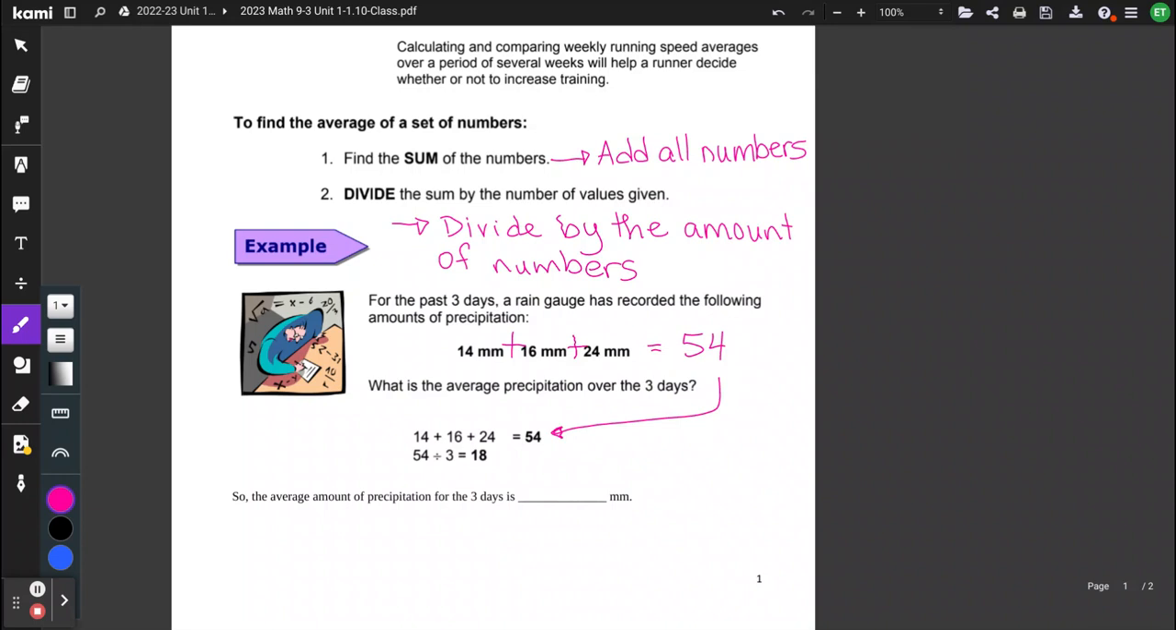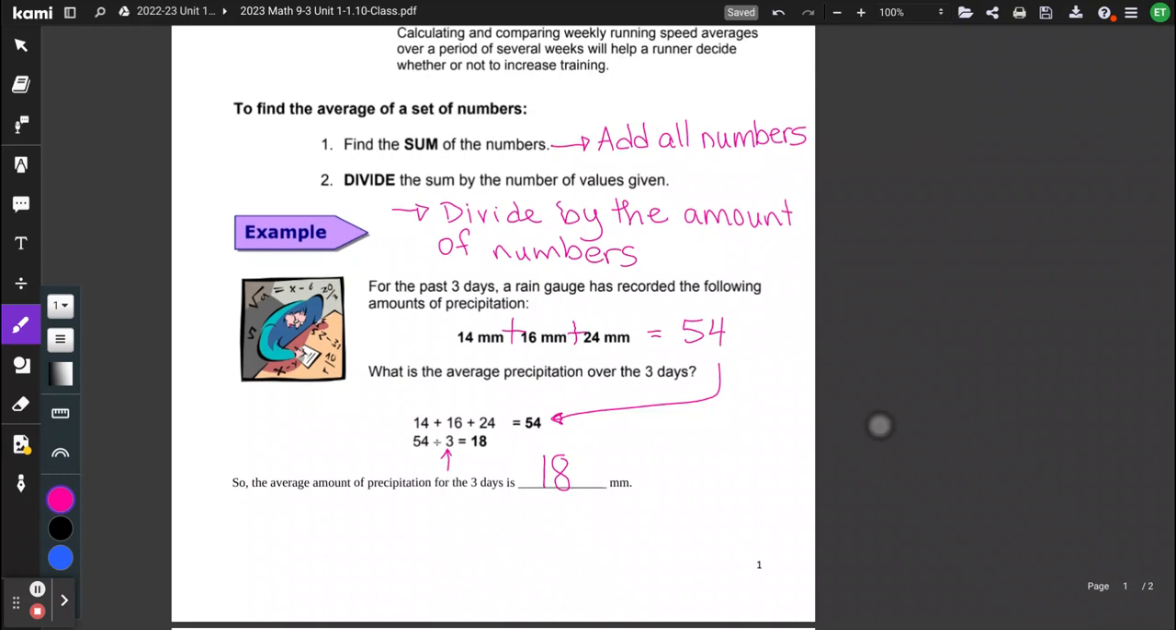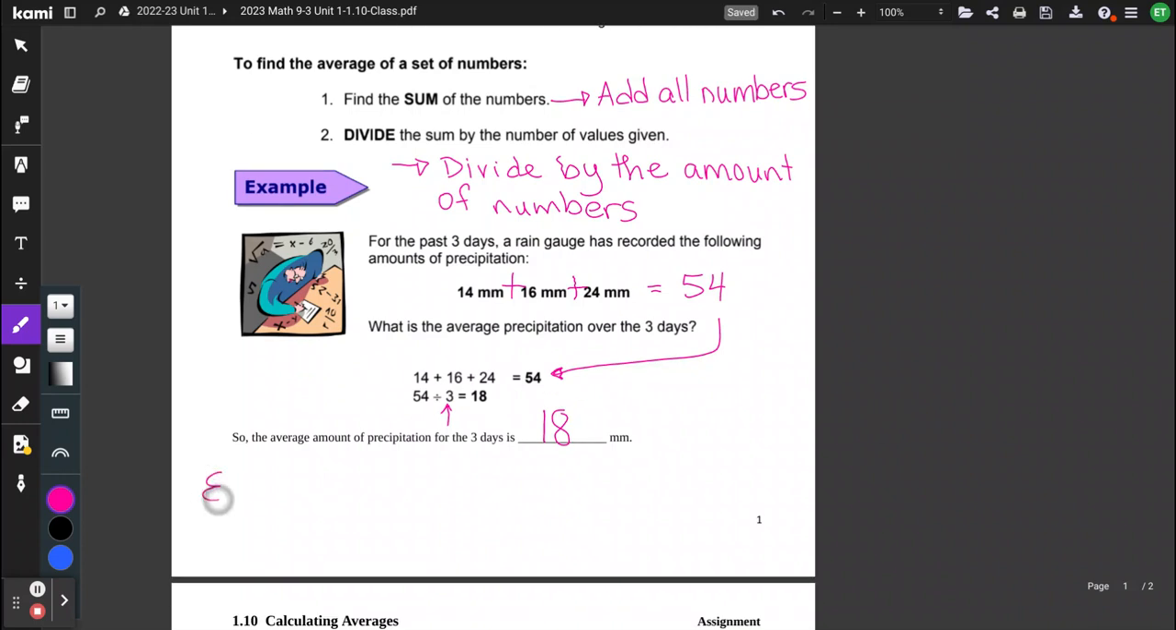And then the last step is to divide by the number of numbers. So the last step, they're dividing by 3 because they added 3 numbers. If we added 7 numbers, we would divide by 7. So they got the answer 18. So that means the average amount of rain every day would be 18 millimeters. Okay, example 2.